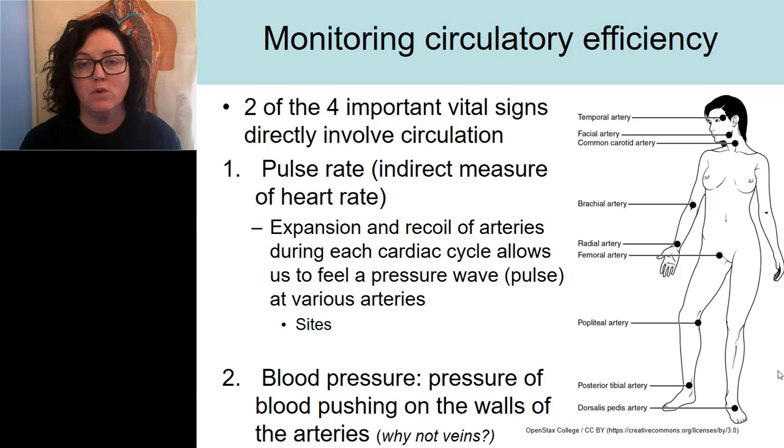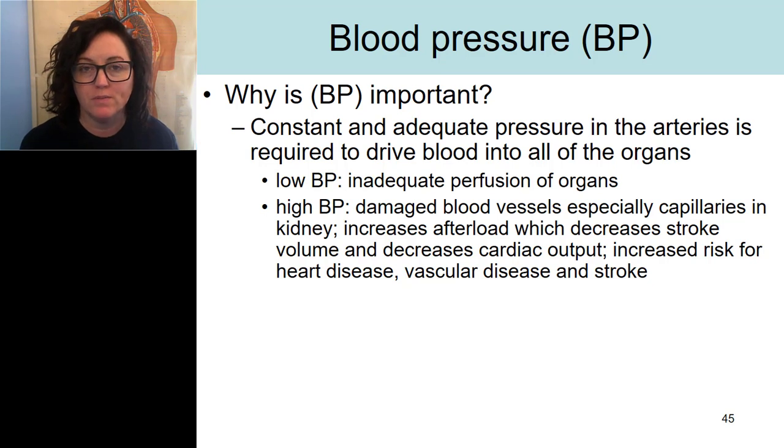Blood pressure is another way we monitor circulatory efficiency. And blood pressure, as we know, is the pressure that blood exerts on the walls of arteries. So we're going to take a closer look at blood pressure. First of all, why is blood pressure important? Blood pressure is important because we need adequate pressure to ensure a constant and adequate supply of blood throughout the body. Basically, without blood pressure, we wouldn't have a force to deliver this blood to our capillaries where we do that lovely exchange process.